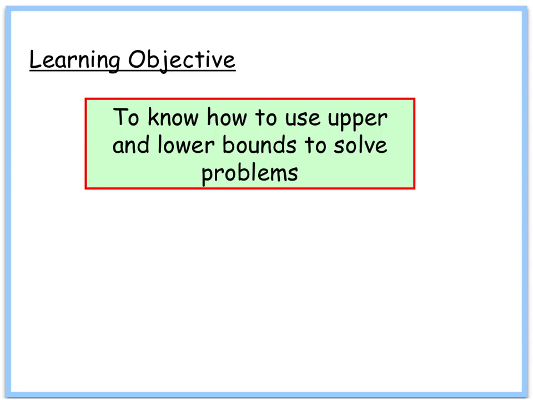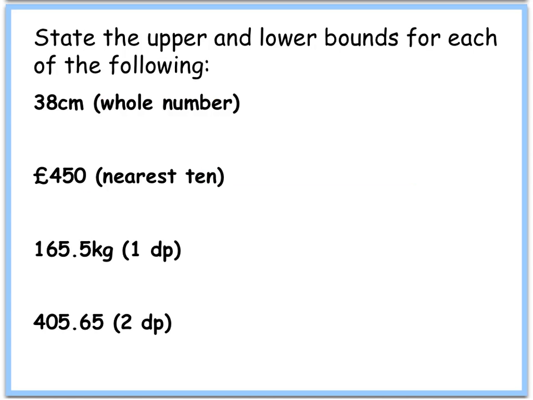Today we're going to have a look at using upper and lower bounds to solve problems. There was an exam question on this that wasn't particularly well answered recently, which is why we're looking at this today. So, state the upper and lower bounds for each of the following. So we've got 38 centimetres to the nearest whole number.